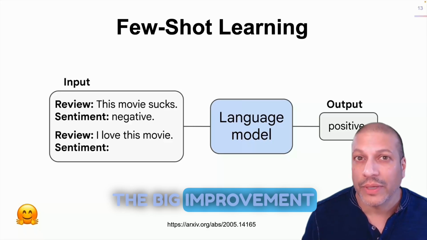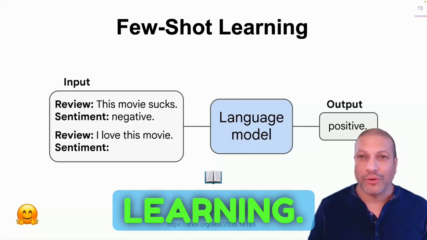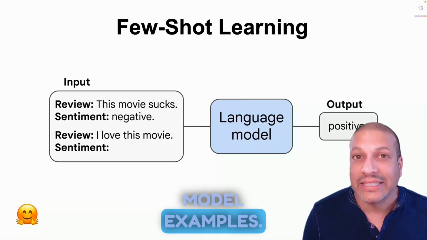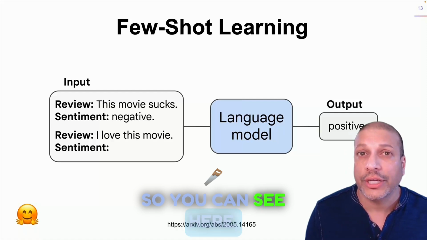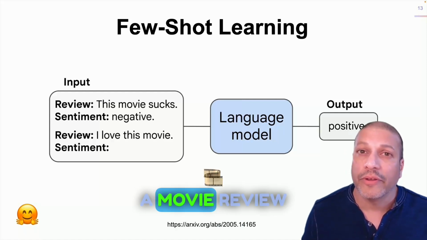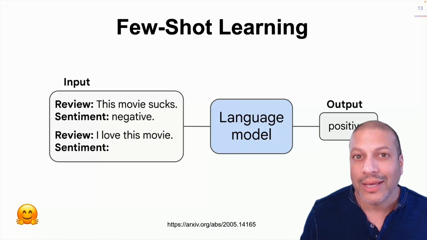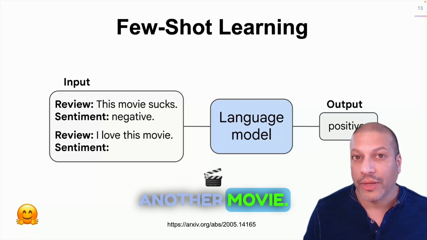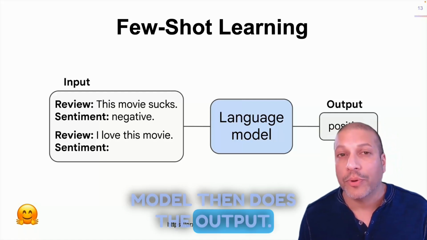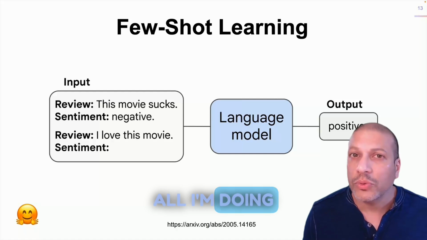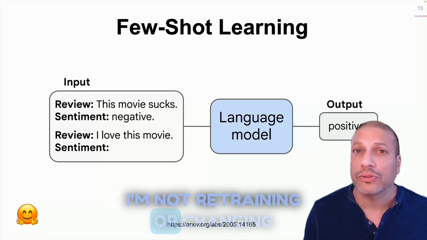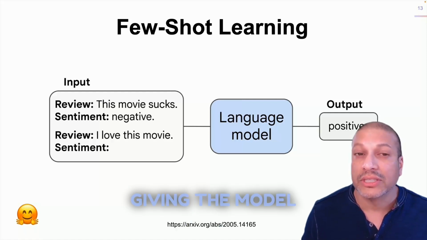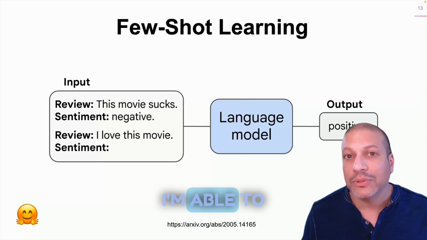The big improvement was with something called few-shot learning. Now with few-shot learning, what we're doing is giving the model examples. That's the few-shot. So you can see here, I've given an example of a movie review and then the sentiment I expect. And then I ask it to give me the sentiment for another movie. And then the model does the output. The key here is all I'm doing is inference. I'm not retraining or changing any of the model's weights.